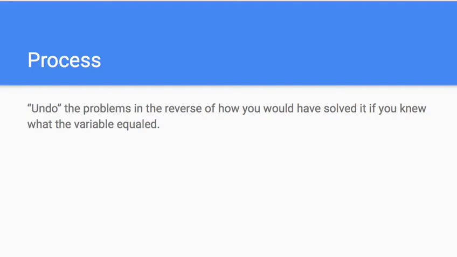So what you do is you undo problems in the reverse of how you would have solved it if you knew what the variable equaled. For example, if you knew ahead of time that x equaled 2, you would follow your normal order of operations. You would multiply, and then you would add or subtract. In this case, we're going to undo it. We're going to go in reverse order. So, you take your order of operations, and you basically go backwards.